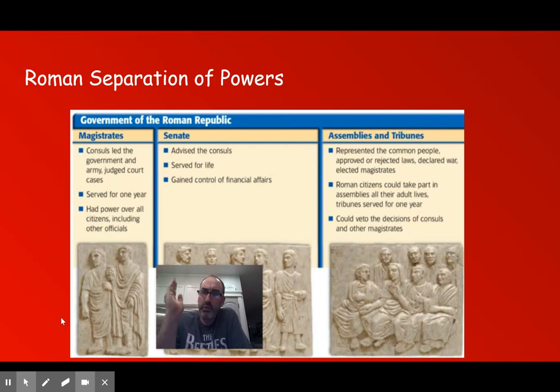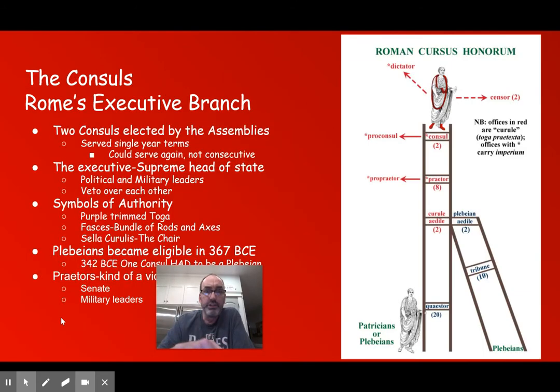Now, this was not really representative democracy because it's just complicated how they divide it up. Okay, there's, I think, at least three assemblies. We have the Council of the Centuries. We'll come to it later on. I'll show it to you later on.